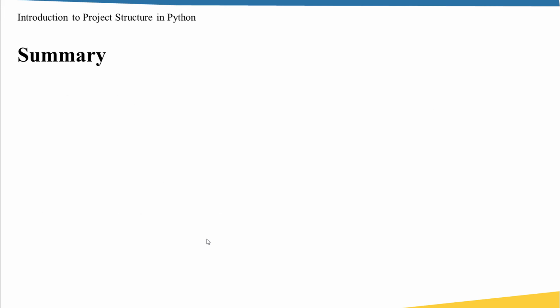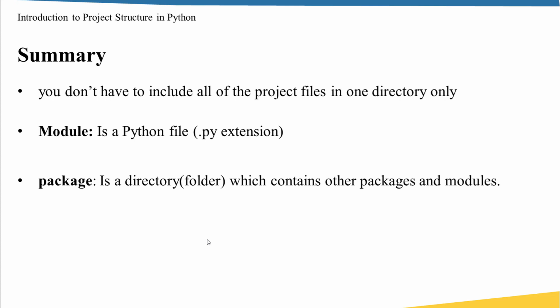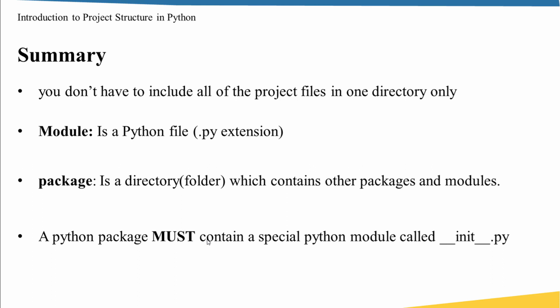Now let me summarize what we have learned. First of all, we have talked about project structure, and you see that we don't have to include all of the project files in one directory only. Then, the Python module has been defined, and we see it's simply a Python file with a .py extension. Then, the package has been defined, and we see it's a directory or folder which contains other packages and modules. And we mentioned that a Python package must contain a special Python module called __init__.py.